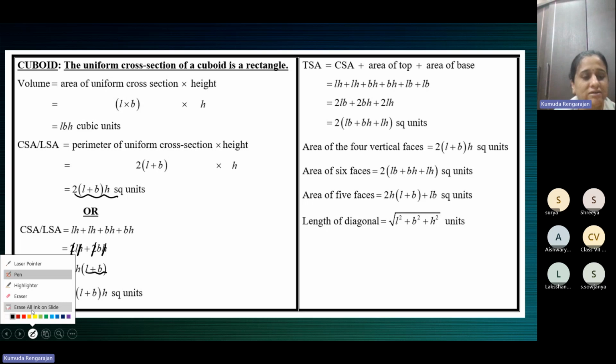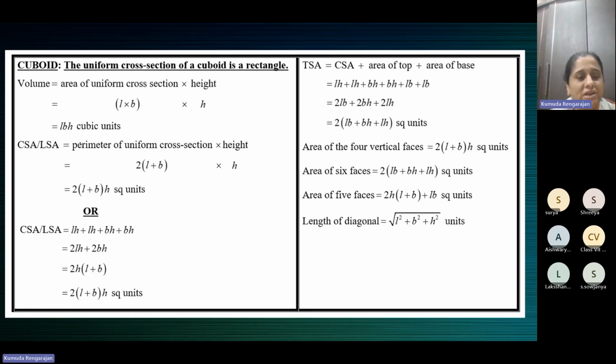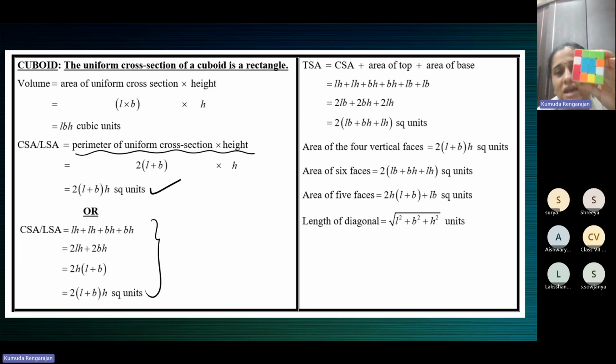It's another way of understanding. You can go by the definition. CSA is equal to perimeter into height. This is the definition of the curved surface area of a solid that has a uniform cross section. If a solid has a uniform cross section, then its curved surface area or the lateral surface area is defined as perimeter of the cross section into height. So going by the definition, we got the formula. This is without using the definition, by actually considering the faces and calculating the areas and then finding their sum.